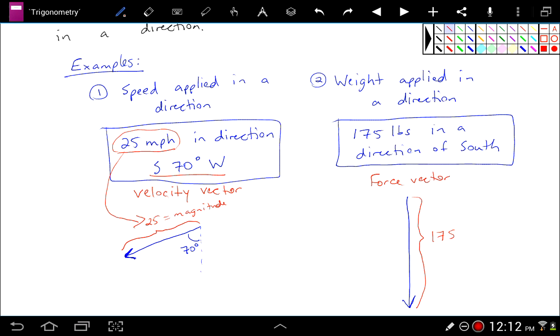So that's what vectors are. Anything you could think of where you could apply a number in a given direction, you could represent as a vector. In other videos, we will see how to mathematically work with vectors and how to write them, besides drawing this picture of what they are.